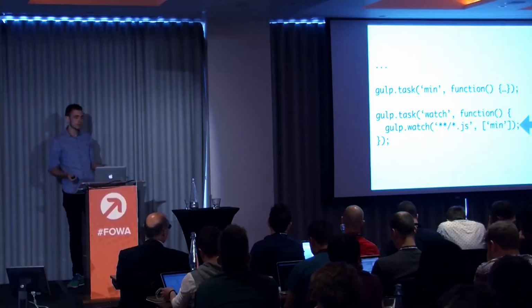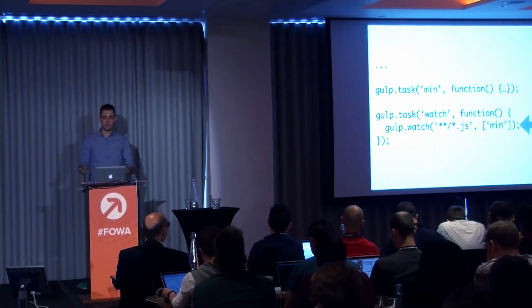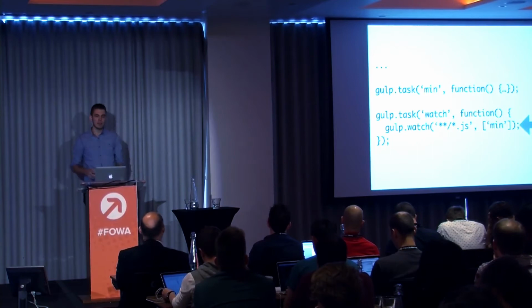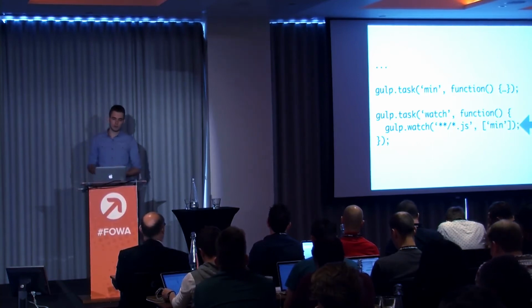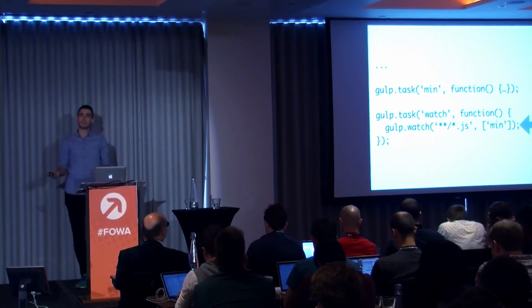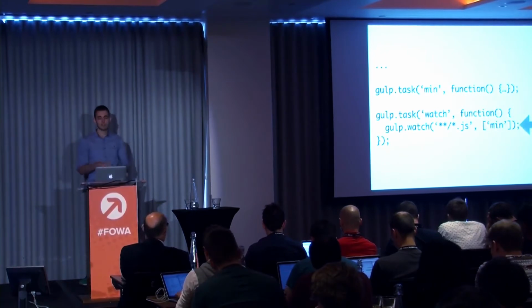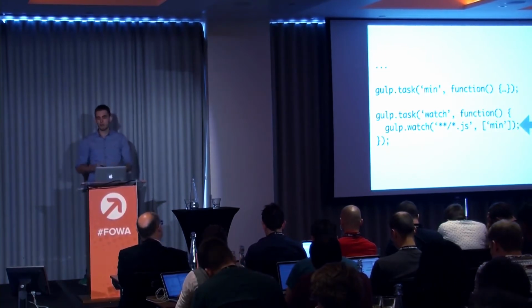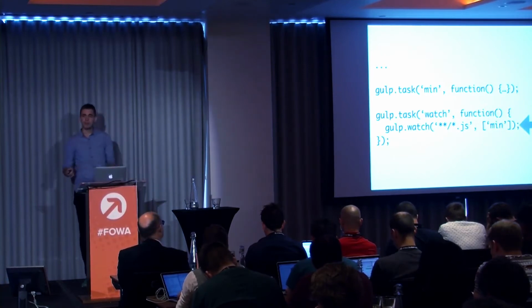We can define another task called watch, and the name of the task here could be anything. Watch tends to be a sensible name. And we just use the inbuilt gulp.watch. What it does is it takes in a glob to match against files, and then an array of tasks to run when it detects a change in one of those files. So this is going to watch every single JavaScript file in my project, and when one of those changes, it's going to run the min task. And where I've got min there, it could be an array of multiple tasks. You could run lots of them.